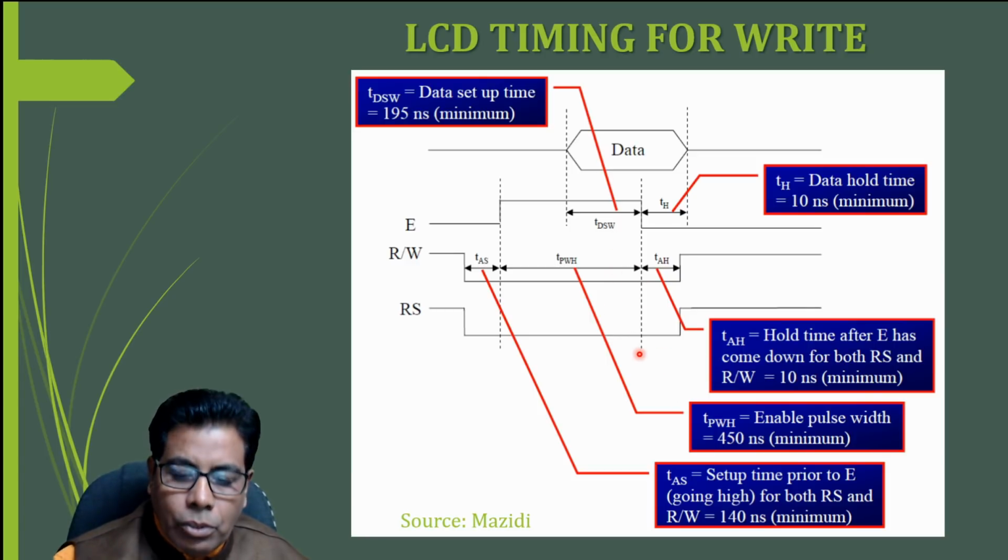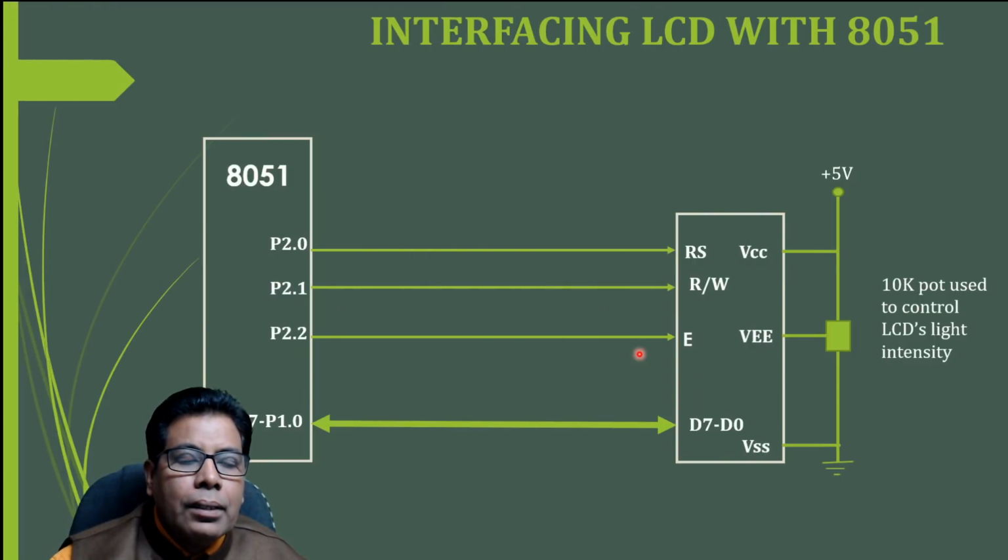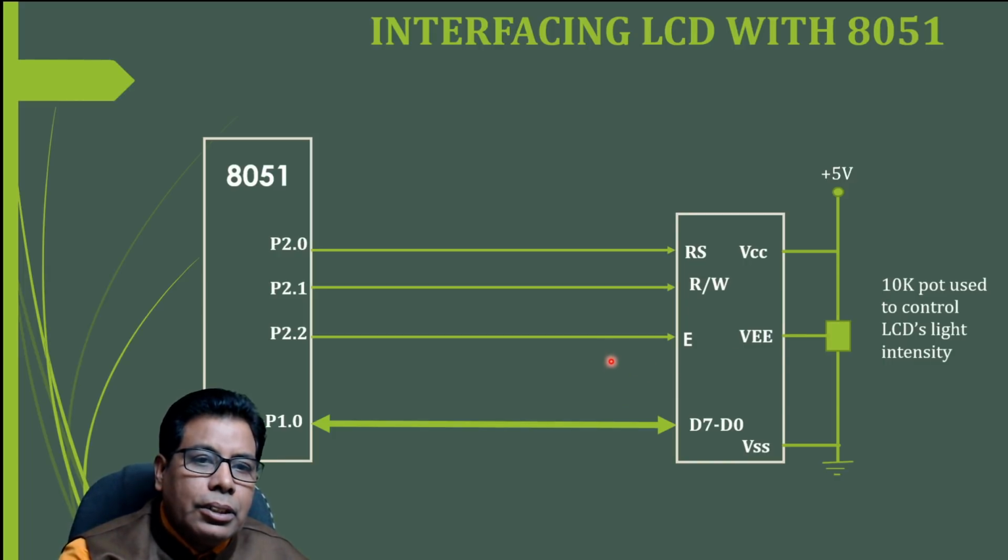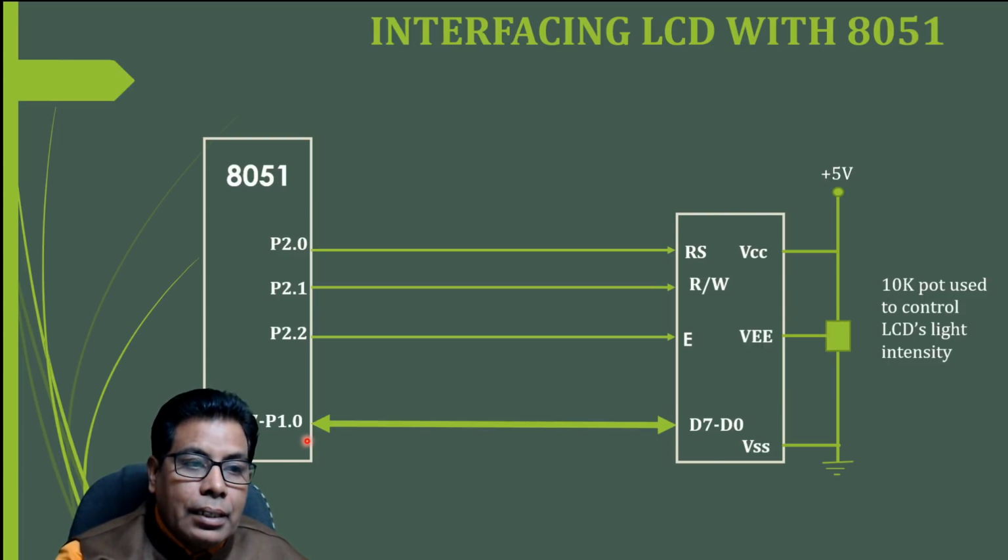Like this we have to follow. So in the programming we'll just provide the delay regularly for that. Now let us see the interfacing diagram with the 8051. So when we interface the data lines D0 to D7, they are connected to port 1 of 8051, so P1.0 to P1.7. D0 will be connected to P1.0, D1 will be connected to P1.1, and so on.